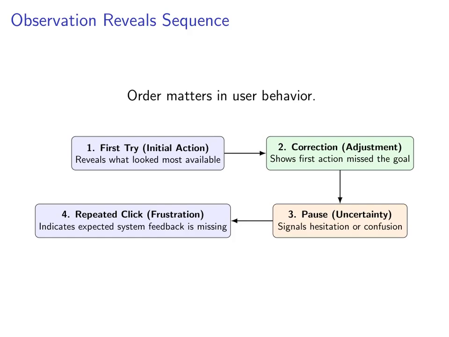Order matters in user behavior. The first thing a user tries can show what looked most available. A correction can show that the first action did not match the goal. A pause can show uncertainty. A repeated click can show missing feedback. Observation records these steps in order, so designers can understand the path, not only the final result.